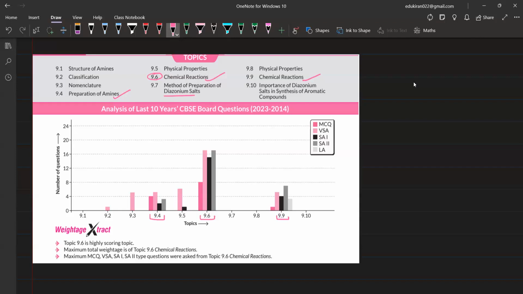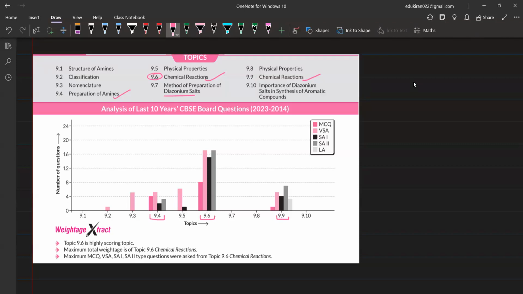You have some questions which are 3 marks, 5 marks, and among them there are a few questions which are actually from diazonium salt, and a few questions from the chemical reactions of amines also. Okay, so chemical reactions of amines, chemical reactions of haloalkane, haloarene, alcohol, phenol, ether, or aldehyde, ketone, carboxylic acid, the chemical reactions are the most important sections from where you will get the maximum number of questions.